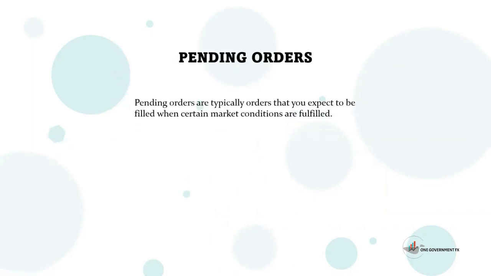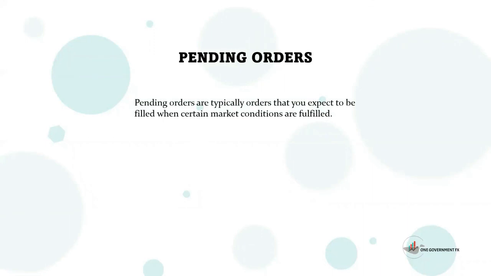So, pending orders. Pending orders are typically orders that you expect to be filled when certain market conditions are fulfilled. It's more or less like telling your broker, if price gets here, I want you to help me buy it, or help me sell it. You don't actually have to be there all the time, as they will be filled when those conditions are met.